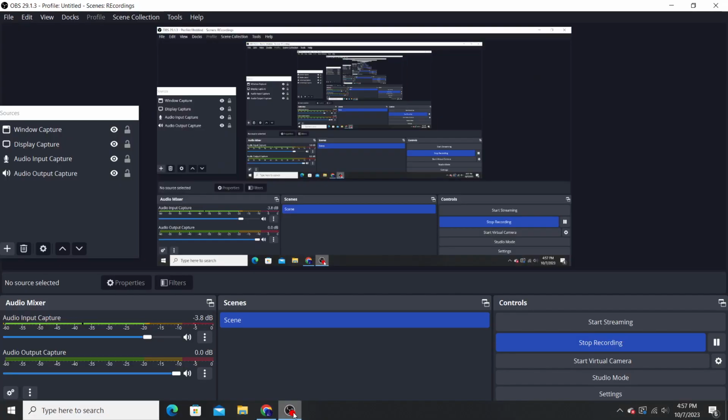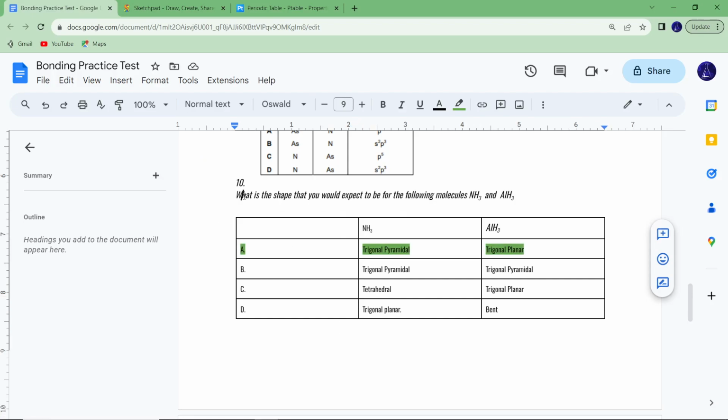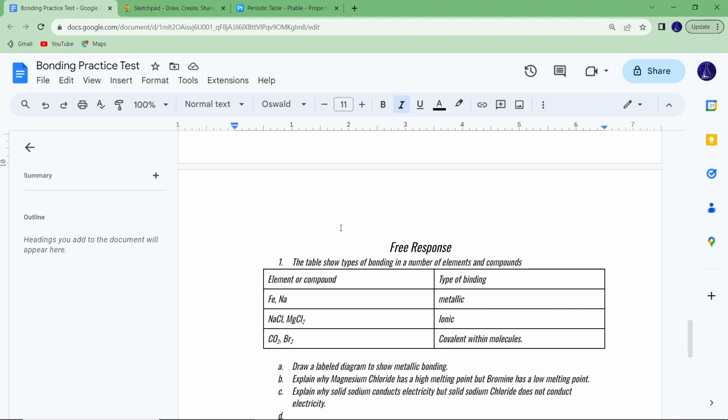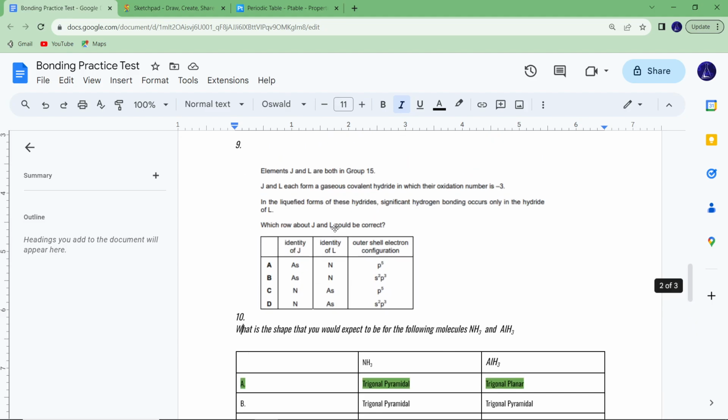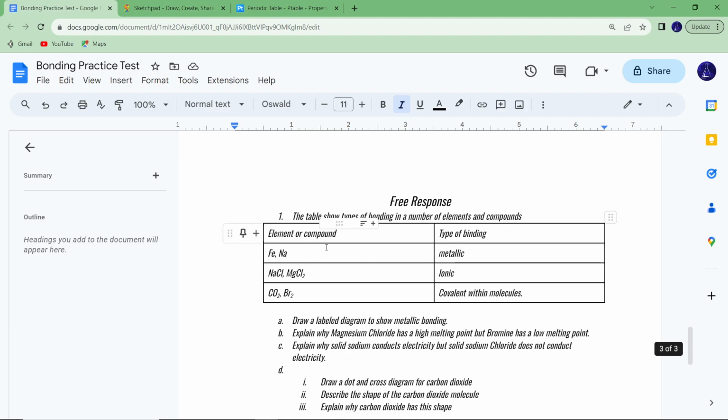I'm going to go ahead and check my timing, and it looks like we have been recording for quite a while, so I'm going to pause the time and work on the free response section a little bit later. But hopefully this helps us to figure out the answers that are in this first section right here.